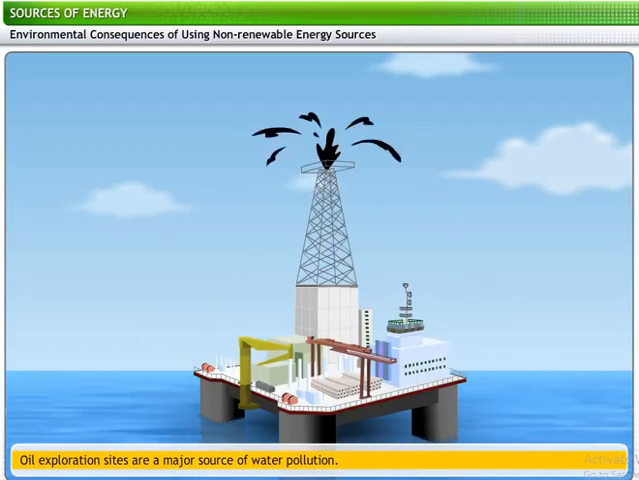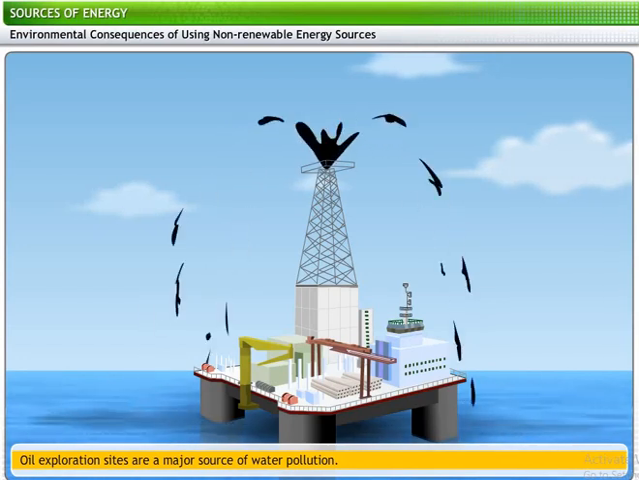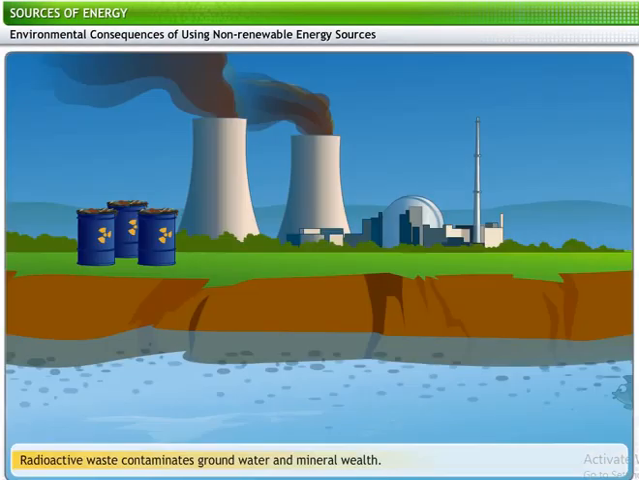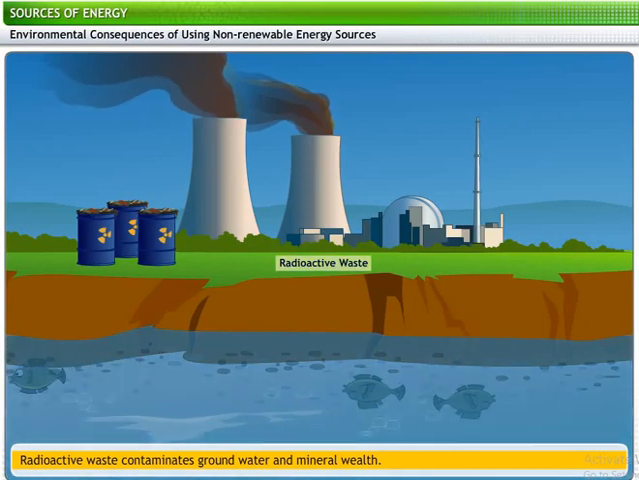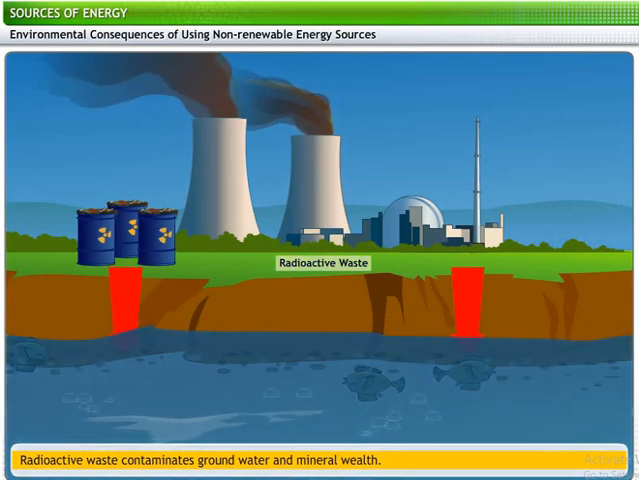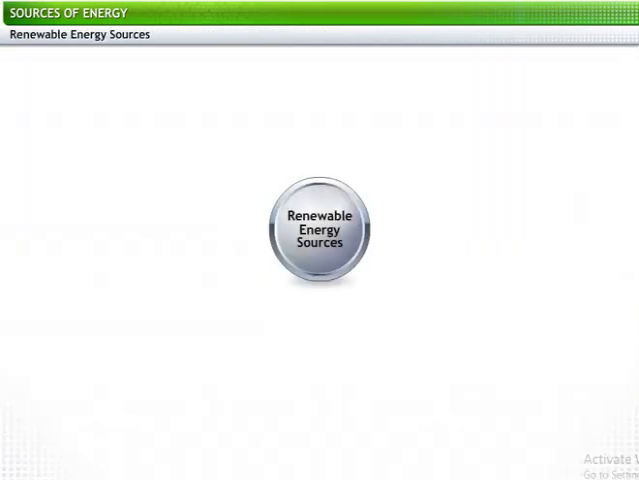Oil exploration is the most commonly reported cause of water pollution in oceans. Disposal of radioactive waste contaminates groundwater and mineral wealth, affecting human and marine population.